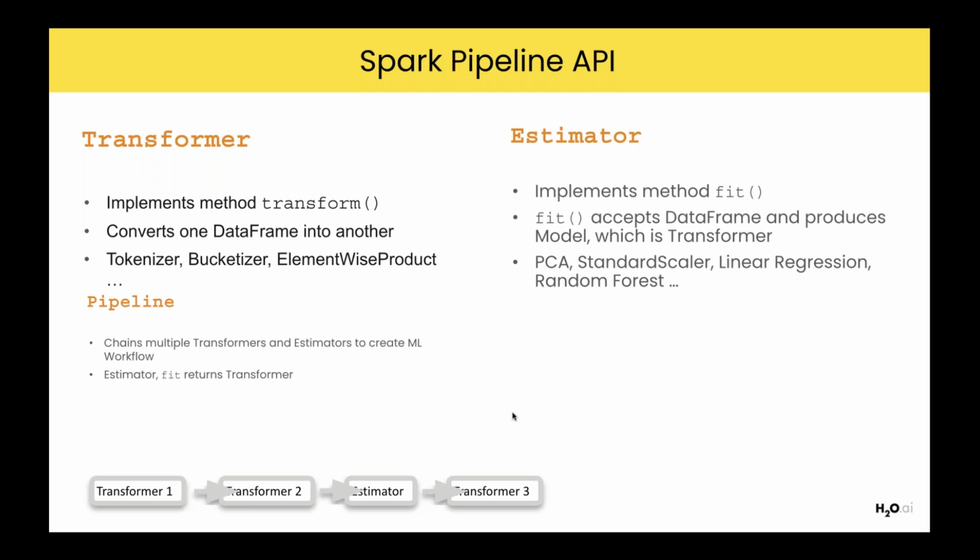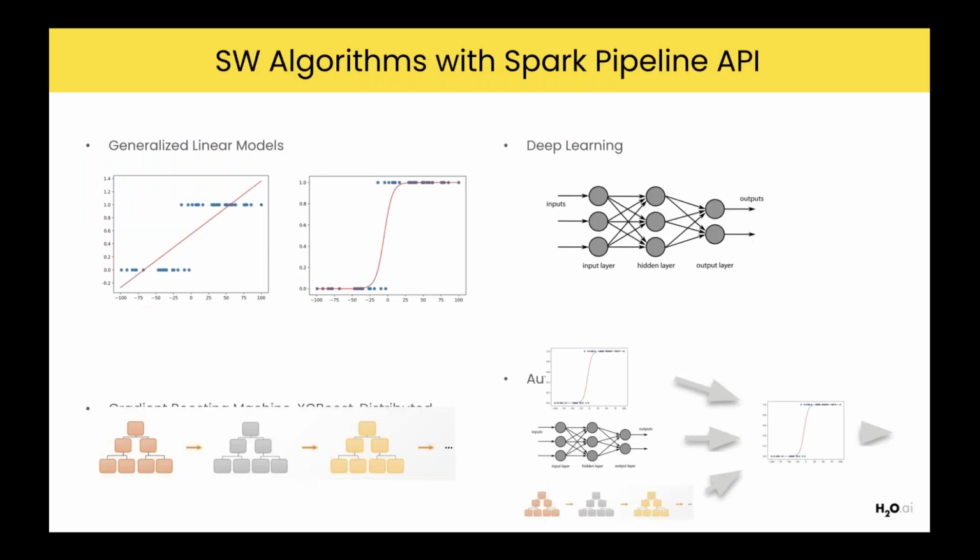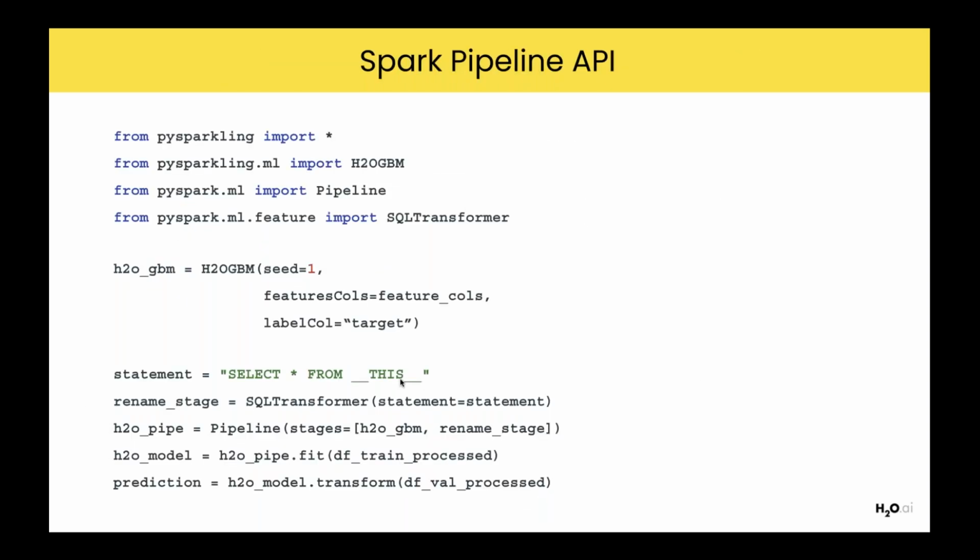So the Spark pipeline will be used for data pre-processing, wherein we can chain multiple of these transformers to build the pre-processing or the data munging pipeline. And then Sparkling Water can be used to build any of the H2O-3 models which are available in H2O-3, like the GLMs, gradient boosted trees, deep learning models, etc. And this is how we do it.